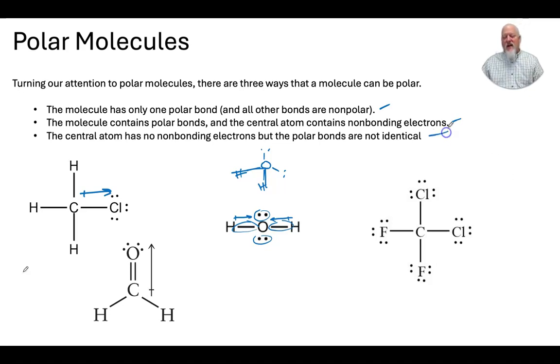Okay? And the last possibility is if I've got polar bonds and they're not all the same. For example, this is carbon with 2 chlorines and 2 fluorines. So carbon dichloride difluoride. And the chlorine atoms aren't as electronegative as the fluorines. So what I get are these, I'm going to draw them big, because the fluorines are more electronegative than the chlorines, and I'm going to draw these small. All the bonds are polar, except the carbon-fluorine bonds are much more polar than the carbon-chlorine bonds, so they don't cancel each other out. Okay, so that molecule would be polar.